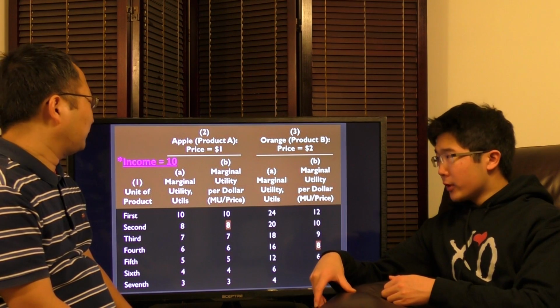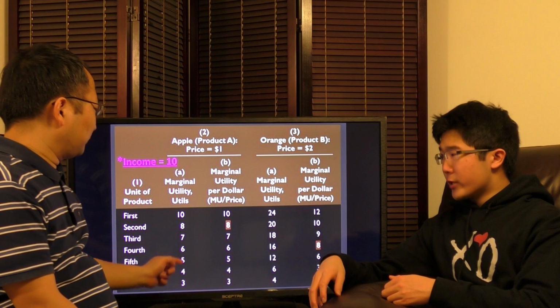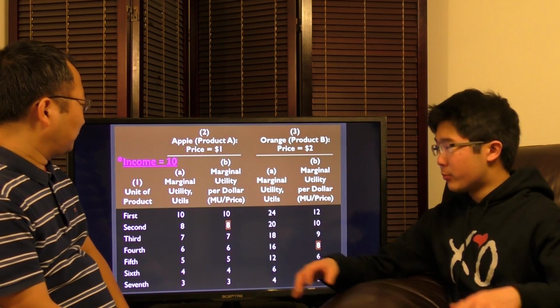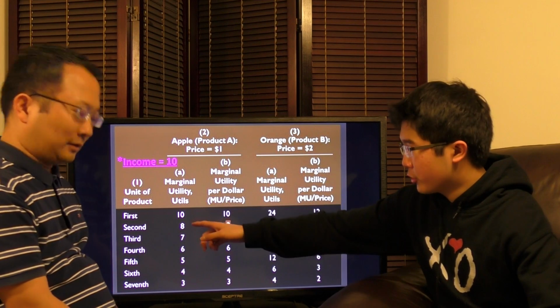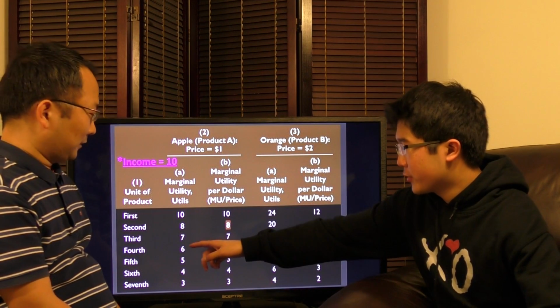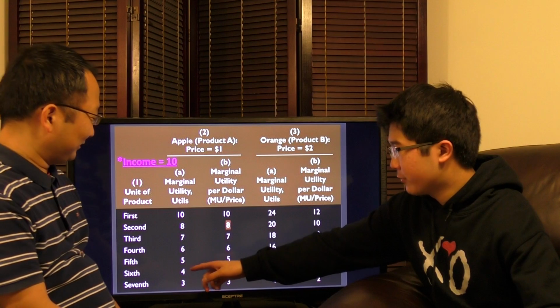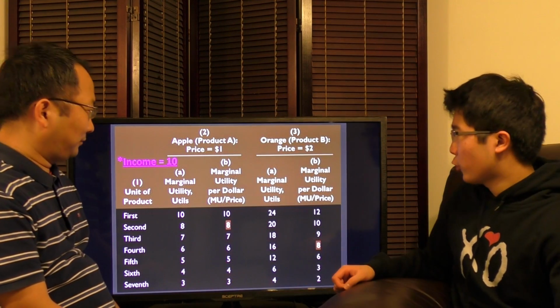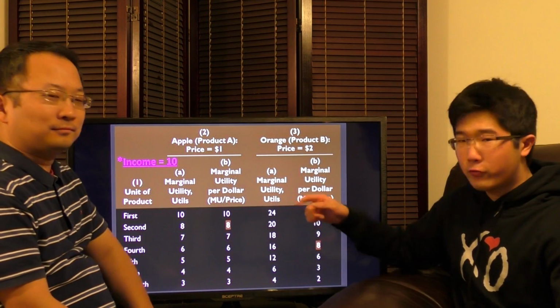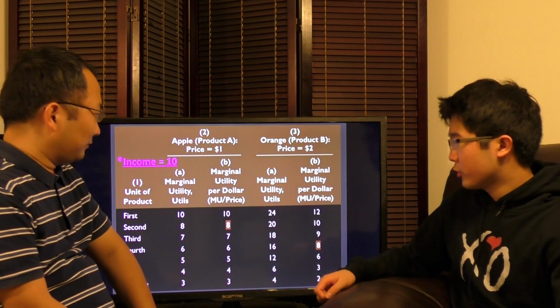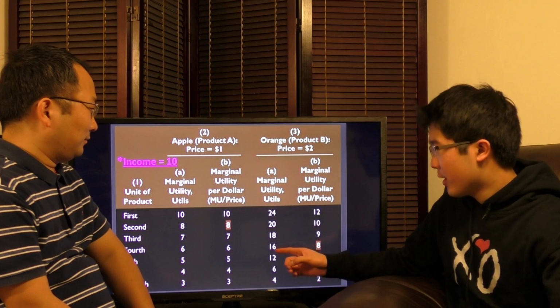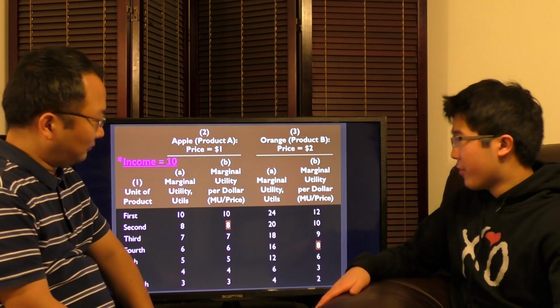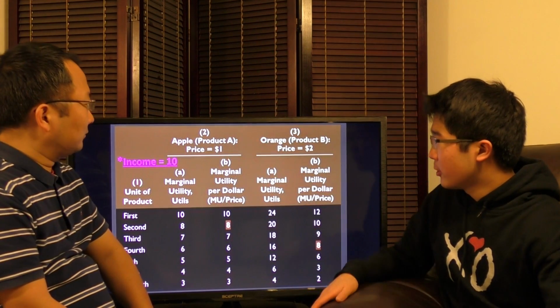First, we look at the marginal utility you would theoretically get per purchase of apples. The first purchase would bring you 10 utils, the second an additional 8 utils, the third 7, and so on. For oranges, the first purchase would bring you 24 utils, the second an additional 20 utils on top of 24, the third 18 utils, then 16, and so on. Then we compare that to the price per good.